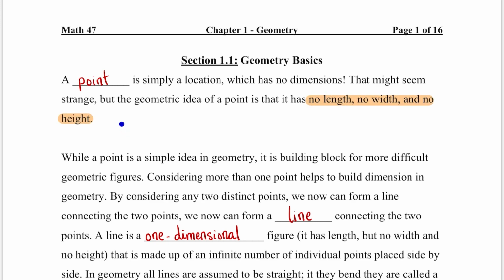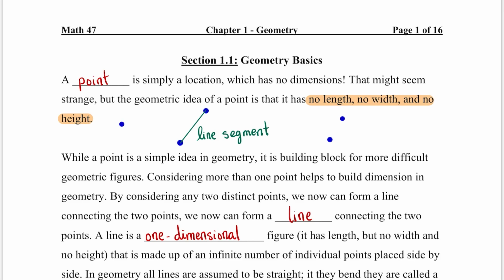If I have 2 points, and then I connect the 2 points, this creates a line segment. A line segment is just the connection from one point to the other point, and it doesn't go beyond the 2 points.